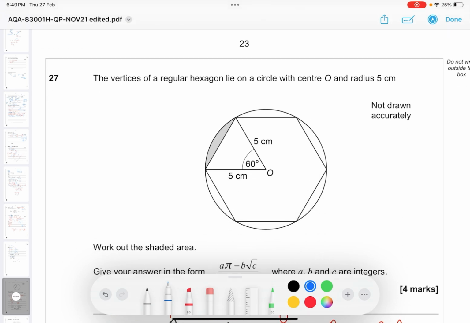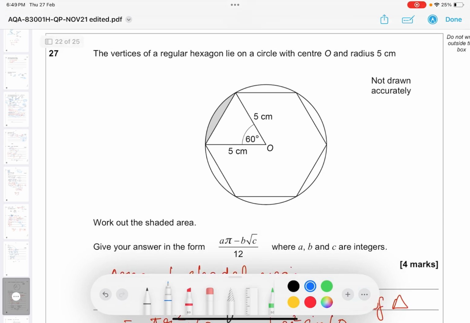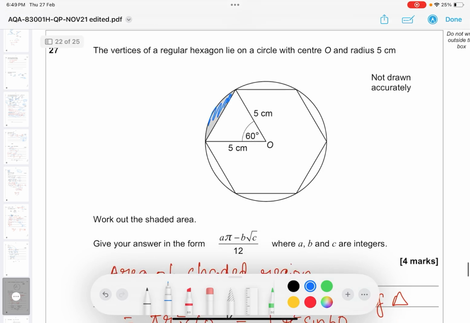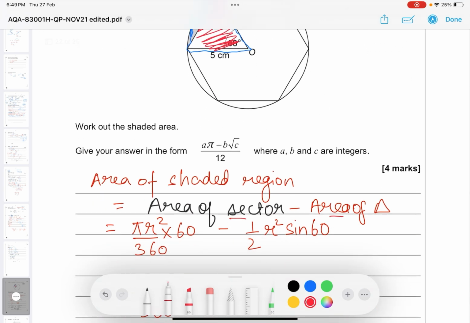Vertices of a regular hexagon lie on a circle with center O and radius 5 cm. Work out the shaded area. This shaded area we have to work out. So listen carefully. I will take this pizza slice, which is the sector of the circle, and I will subtract the area of this triangle from it. If I subtract the area of the triangle from the sector, I will get the shaded portion. So it would be area of the sector minus area of the triangle.